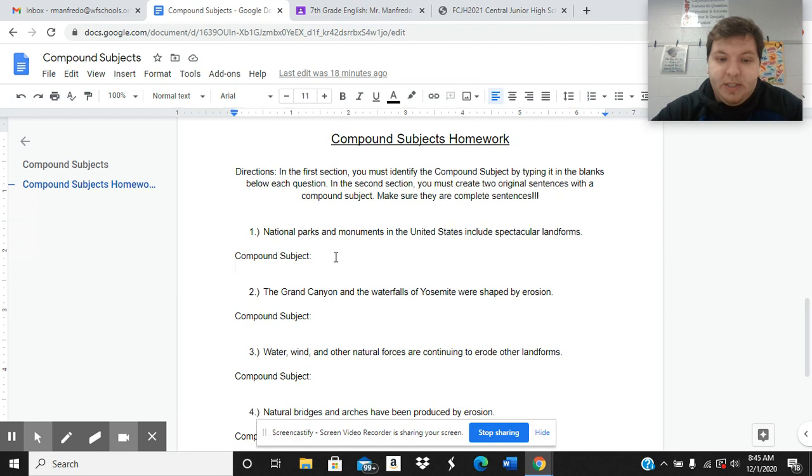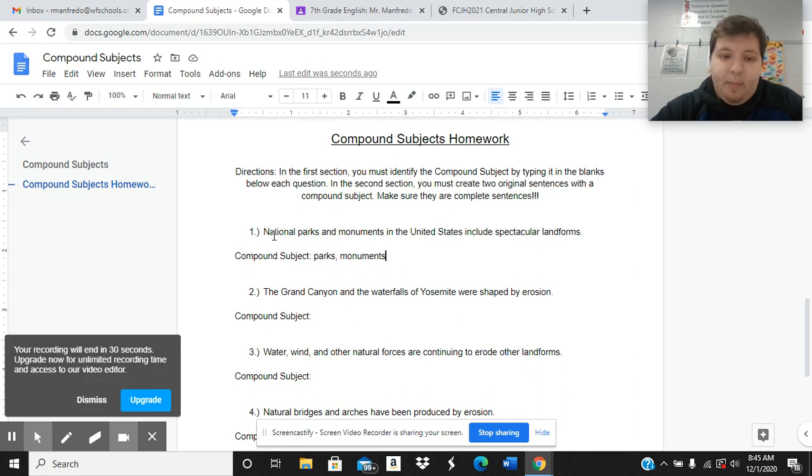And so down here in this subject blank, all I would need you to do is something like this: parks, comma, monuments. Some of you might be like, why wouldn't we include national? That's because national in this case is an adjective. It's not the actual subject word. It's not part of the compound subject. And we would also not include and because it is a conjunction and not a subject.